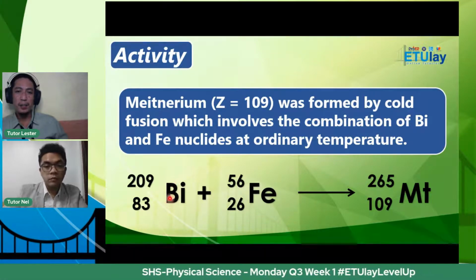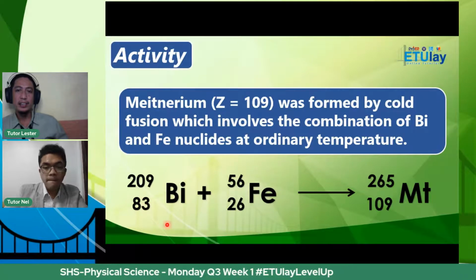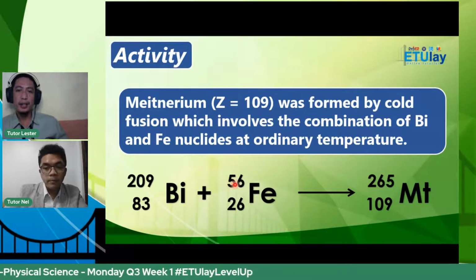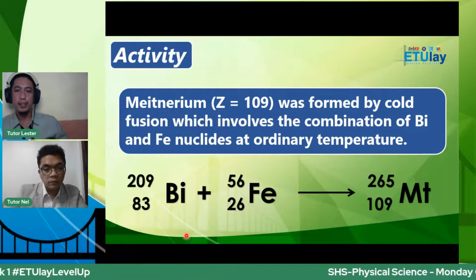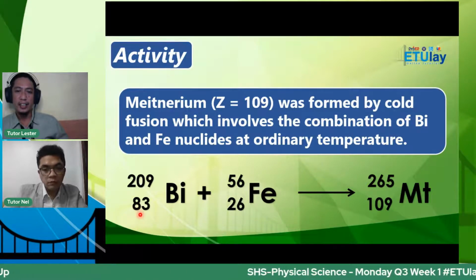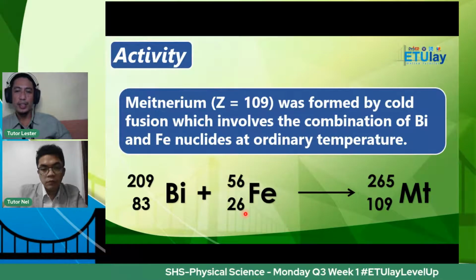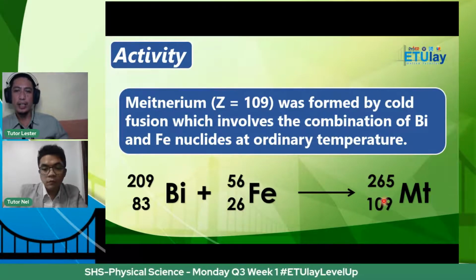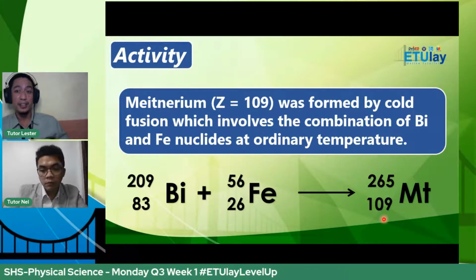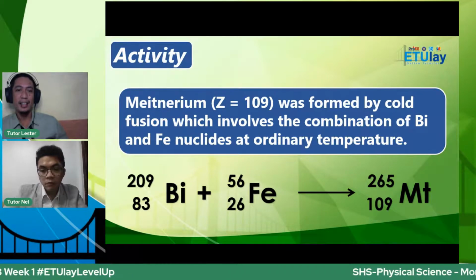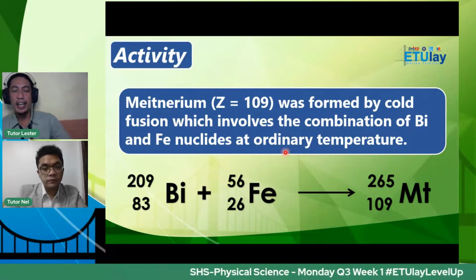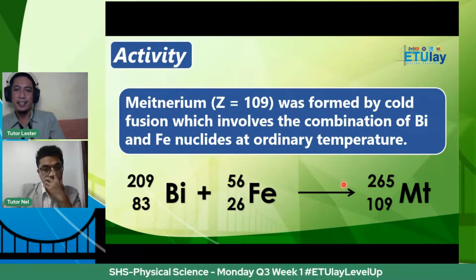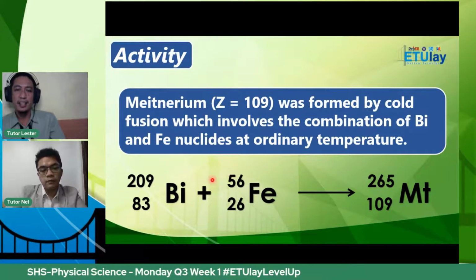So the atomic number of bismuth is 83 and the atomic number of iron is 26. Right. So we add 83 and 26. So that would equal the atomic number of meitnerium, which is equal to 109. All right. And then let's check on the atomic masses in both the reactants and the product.